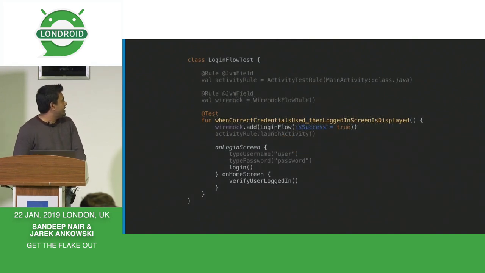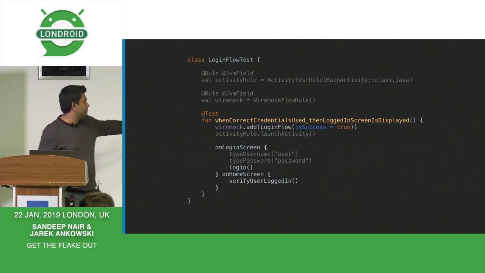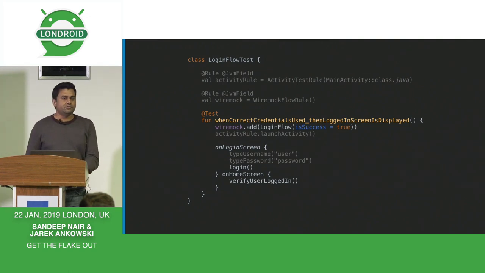So this is the test. You need to define a WireMock rule in the beginning, and then you add a flow which was defined in the previous slide, and then pass the scenario if success equal true. So you're going to get the successful response, and then you just verify if user is logged in because this is a login flow. And the good thing about this is that it can be tweaked to test the opposite scenario, which is an invalid login, with just tweaking if success equal to false, and then you will be testing for verify an error dialog is displayed or something like that.